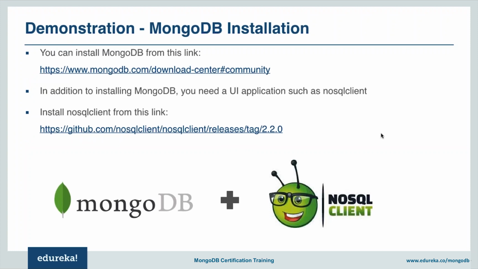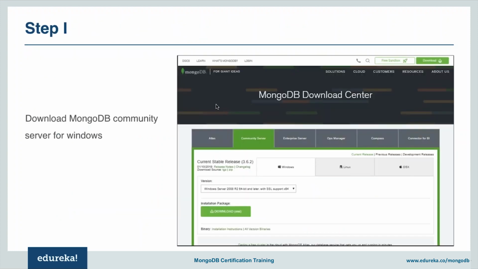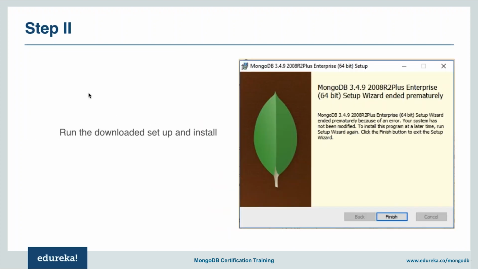For downloading, we can always download Mongo from the URL mentioned here. We can also download the NoSQL client, which is available on GitHub, to have a UI representation for Mongo. Now we can download MongoDB from the browser, so let's try to do that.